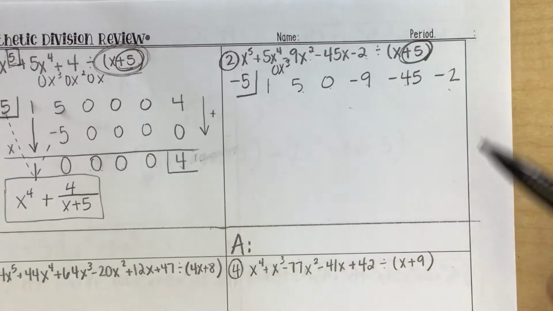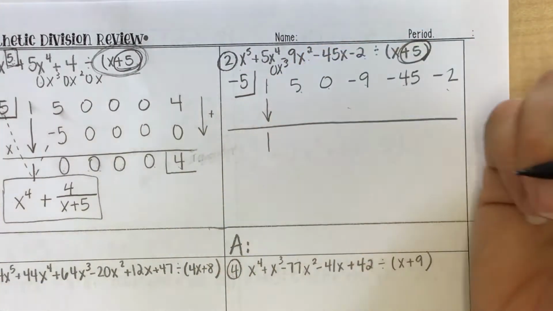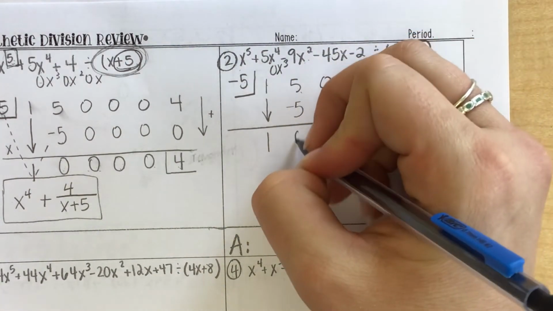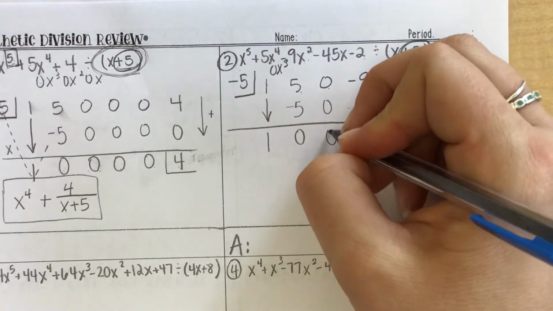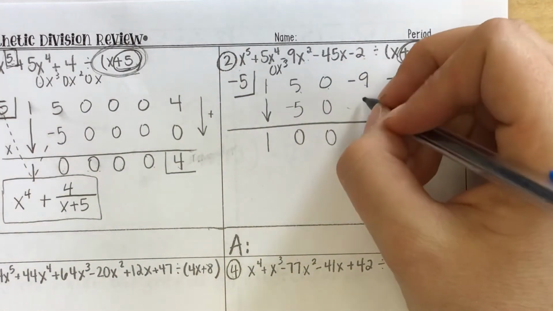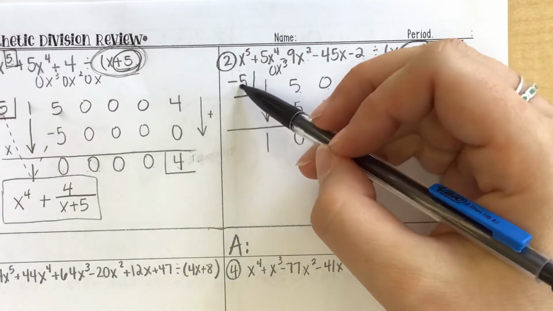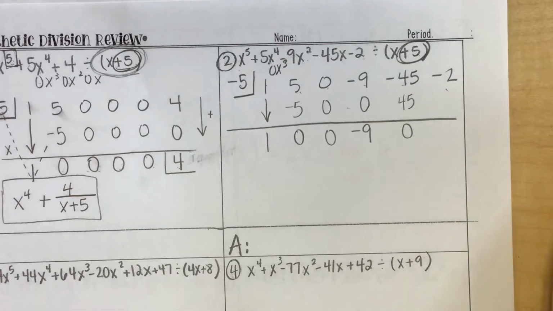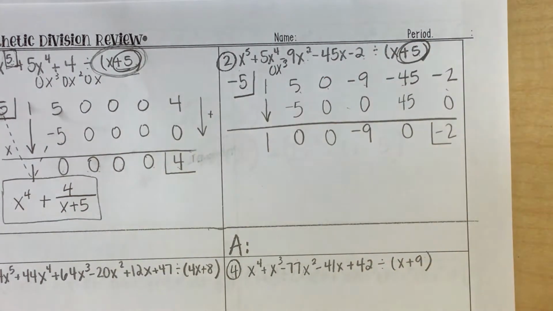All right, we leave a little space and draw our line. First number comes straight down every single time. Negative 5 times 1 is negative 5. Add going straight down is 0. Negative 5 times 0 is 0. Add straight down is 0. I apologize for all these zeros. Normally there's not this many. Negative 5 times 0 is 0. Add going straight down, we get negative 9. Negative 5 times negative 9 is positive 45, which gives us 0. And then negative 5 times 0 is 0. So then my remainder is negative 2.